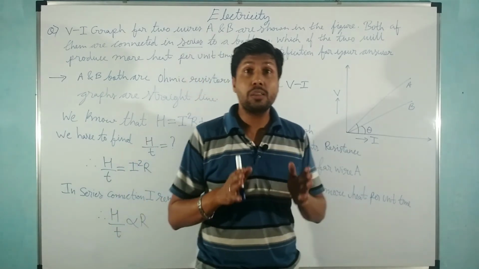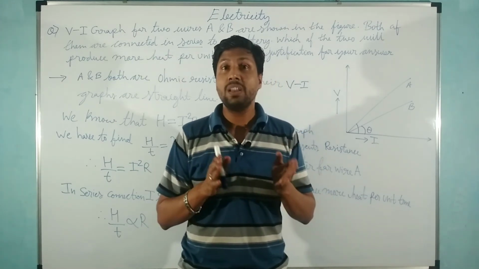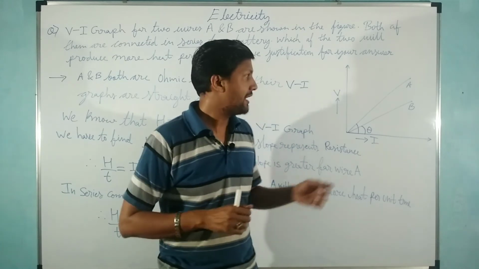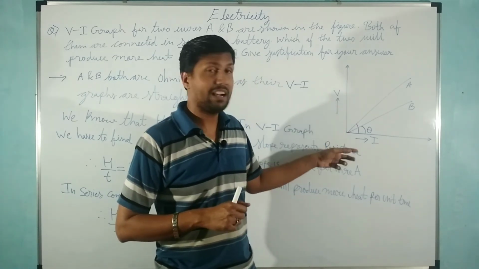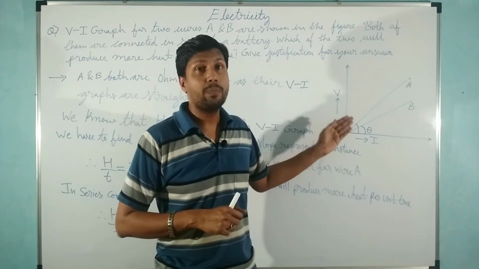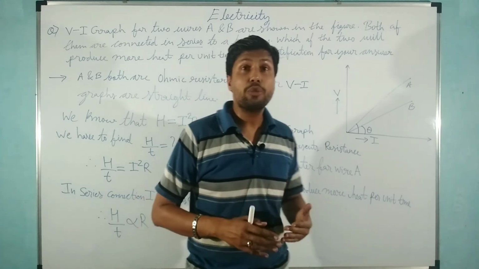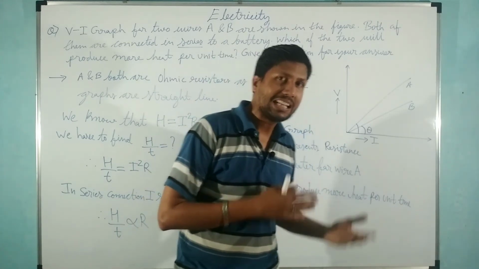So dear friends, here slope was the important concept. In case of a distance time graph, the slope represents the speed, whereas in a VI graph, that is a voltage current graph, the slope represents the resistance, that is the opposition offered to the flow of current.